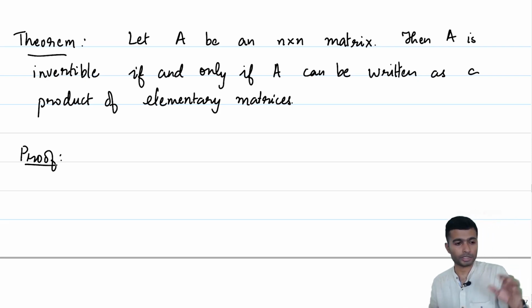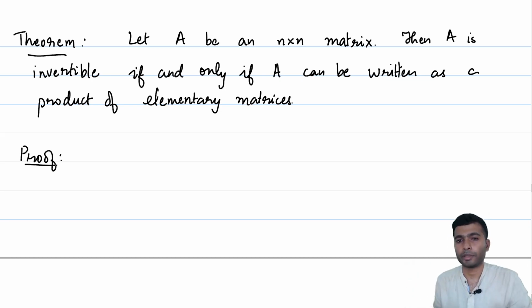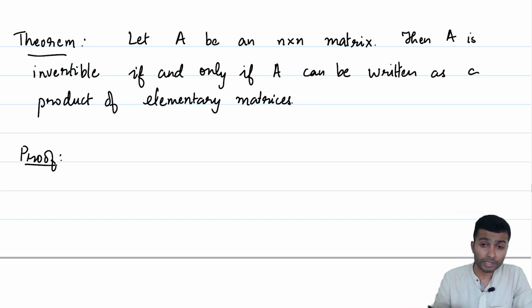So we are telling something substantial. Take any invertible matrix, you might be able to write it as E1, E2, E3 up to Ek, where the Ei's are elementary matrices. Let us see how we prove this theorem.